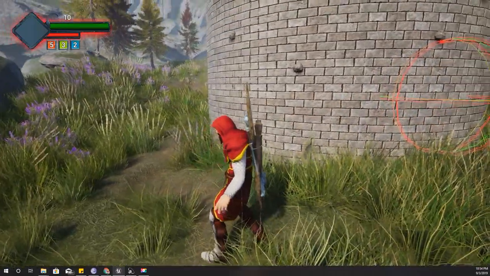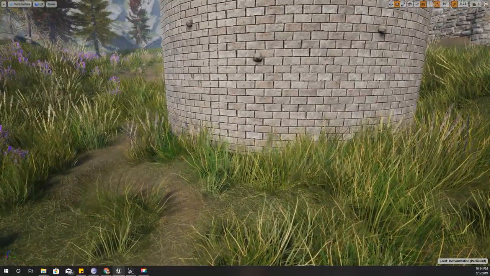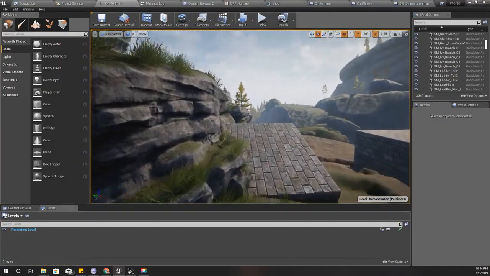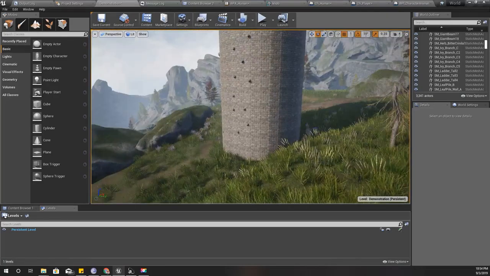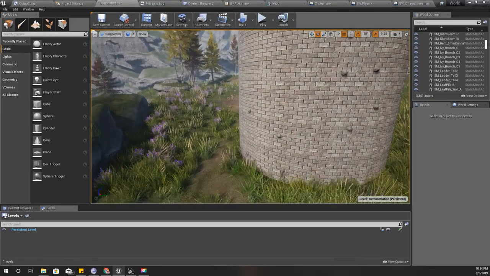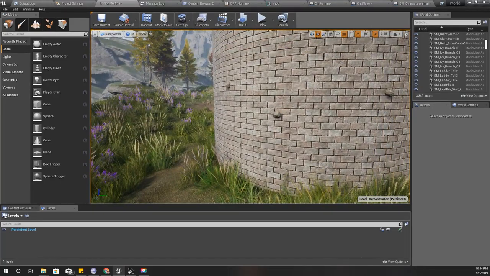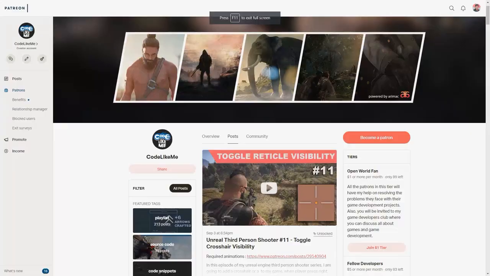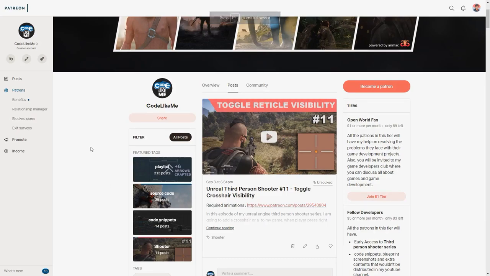Alright, and yeah, I think I should stop at this point. So we have fixed the issues with our foot IK and hand IK after the integration of our on-wall hand IK system.